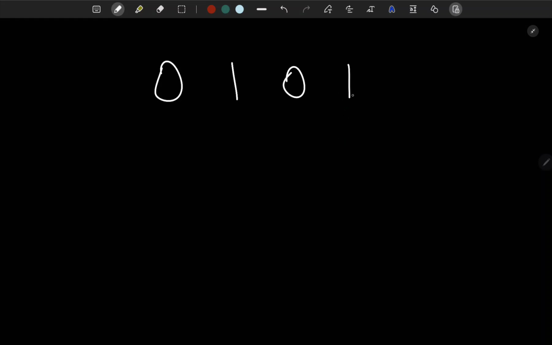So the rightmost digit in the binary number is always going to be 2 to the power of 0, which is simply just 1. Second one is going to be 2 to the power of 1, which is 2. Third one is going to be 2 to the power of 2, which is 4, and so on. You get the idea. And this is 8 now.